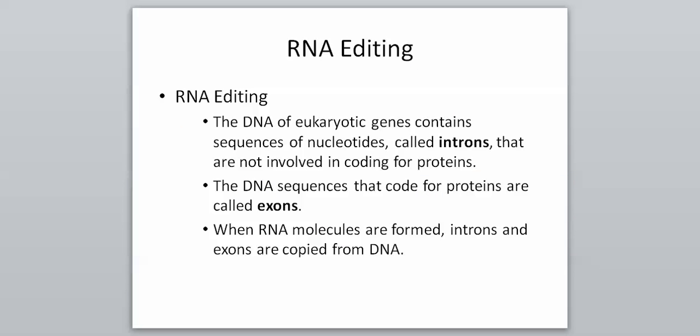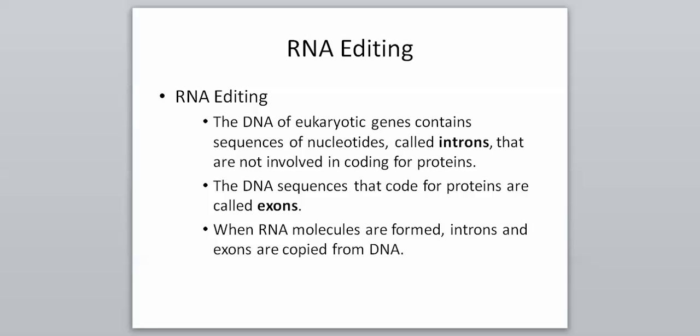Now, some RNA editing. The DNA of eukaryotic genes contains sequences of nucleotides that are called introns, and these are not involved in coding for proteins. This is almost the opposite of what you'd think. If you think introns, that would almost mean inside, that it's going to be included, but they are not involved in coding for proteins. However, our DNA sequences that will code for proteins are called exons. Again, it sounds kind of opposite, but you need to keep those two straight: exons are going to be involved in our coding.